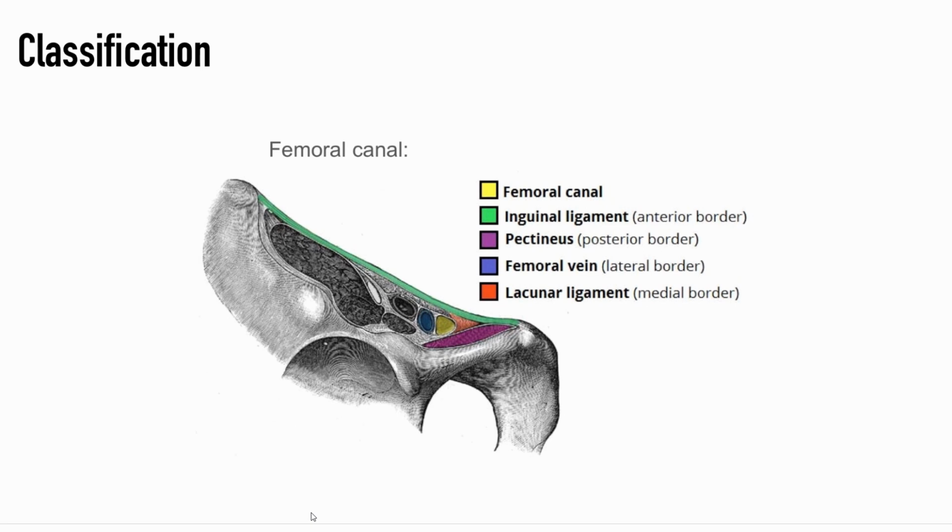Femoral hernias protrude through the small and inflexible femoral ring. The borders of the femoral ring include the iliopubic tract and the inguinal ligament anteriorly, Cooper's ligament posteriorly, the lacunar ligament medially, and the femoral vein laterally.